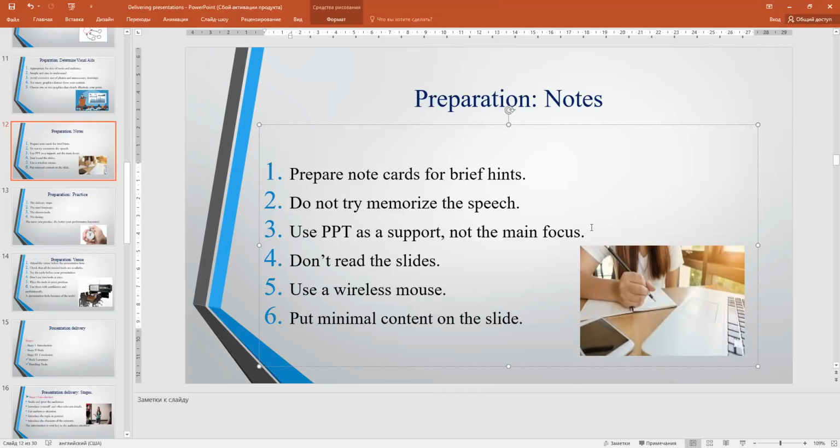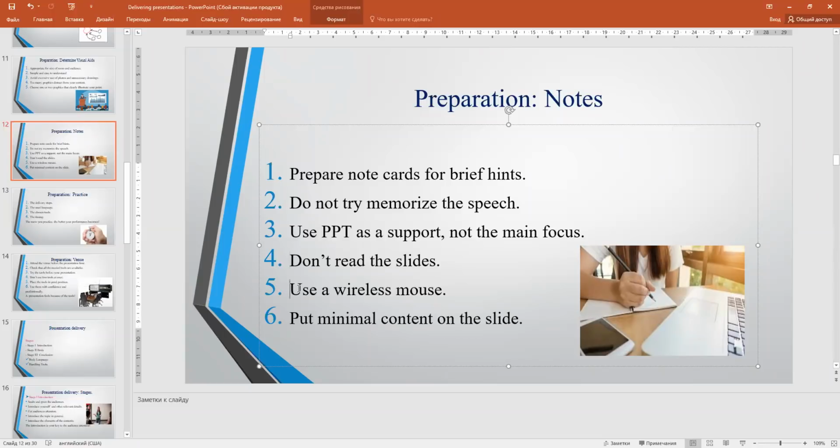I see the majority of the students use their presentation as the main focus. It is not the main focus. It is just the support for your speech. By looking at the main contents of this presentation, you can continue or you can remember something. It is a support. It is not the main focus. Don't keep your eyes attached to the presentation slides. You should also keep eye contact with your audience.